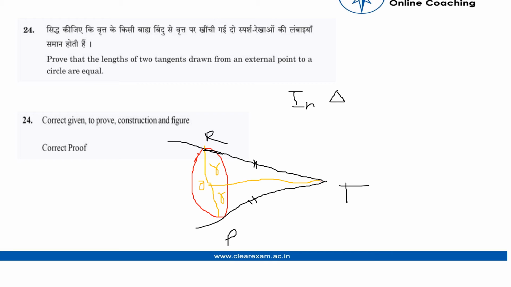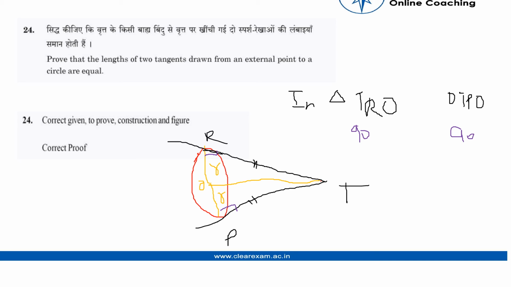So in triangle TRO and in triangle TPO, the angle TRO is 90 degrees, and the same in angle TPO, it is 90 degrees. So there is one similarity in both the triangles.